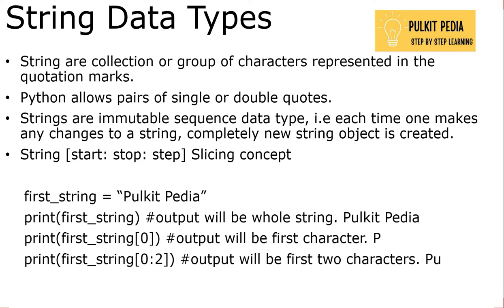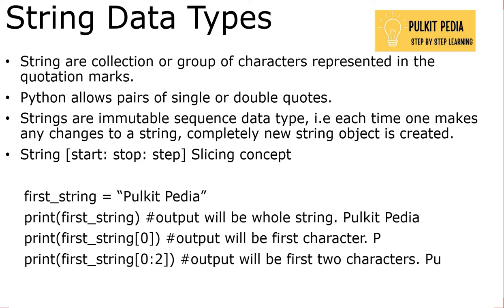If the start position is 0 and the stop position is 1 or 2, accordingly whatever characters come in those positions it will print out. By default the step is 1, so it will be incremented by 1. We can increment by 2 also. I'll show you more examples in the Spyder IDE.